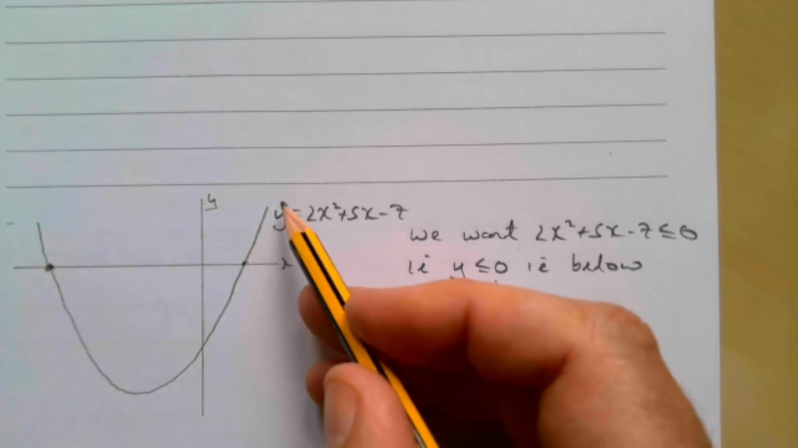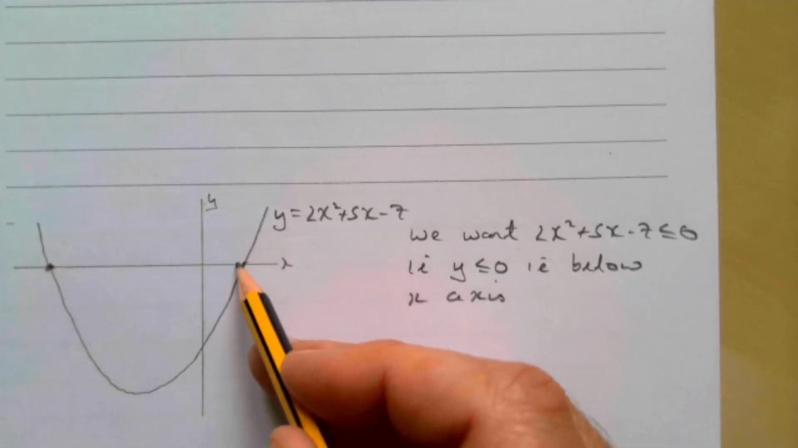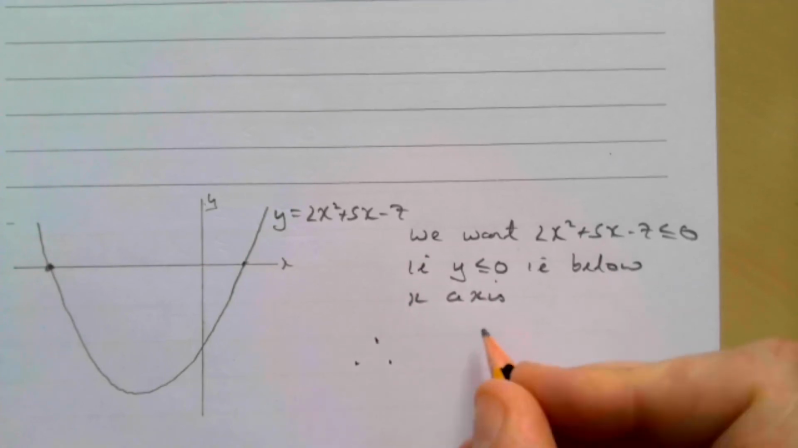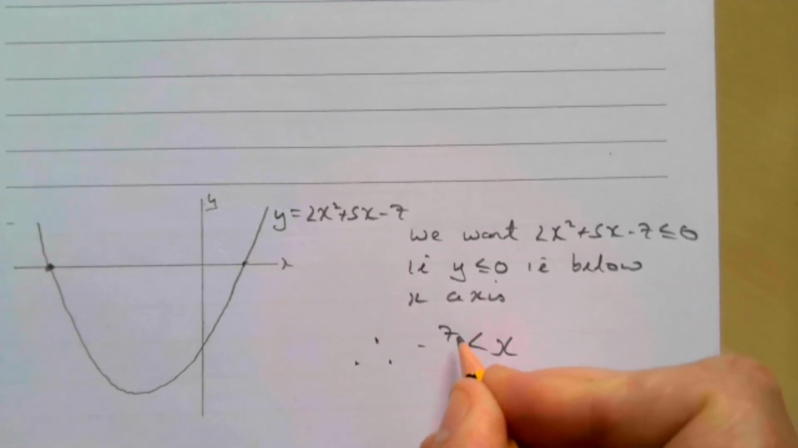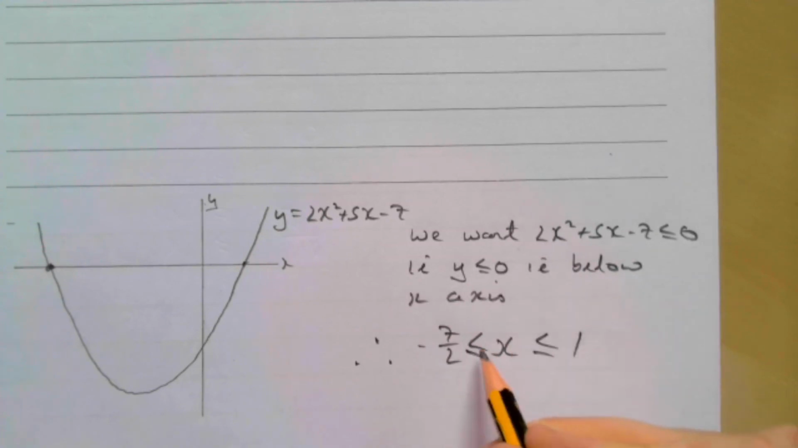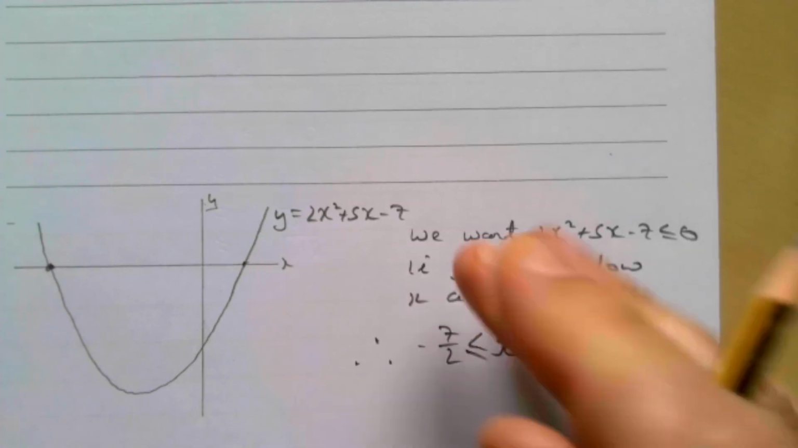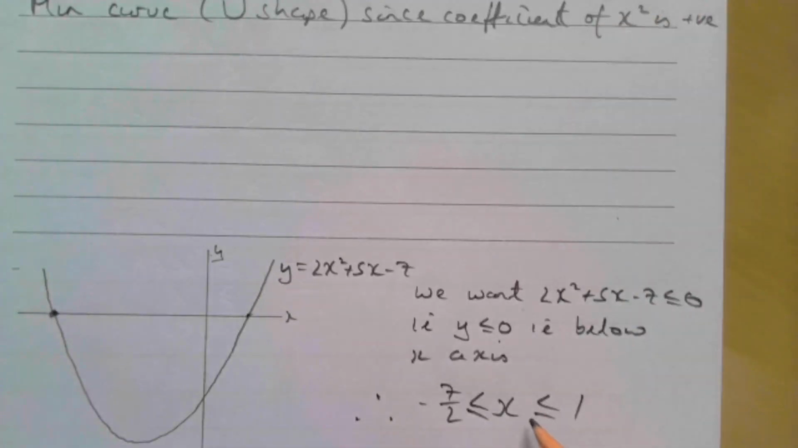And this line is below this line, in between this point and this point here. Therefore, x has to be between minus 7 over 2 and 1. We put in the less than or equal to signs if it's a less than or equal to there. So if it's the equal to bits in, we include the equal to in our answer from there.